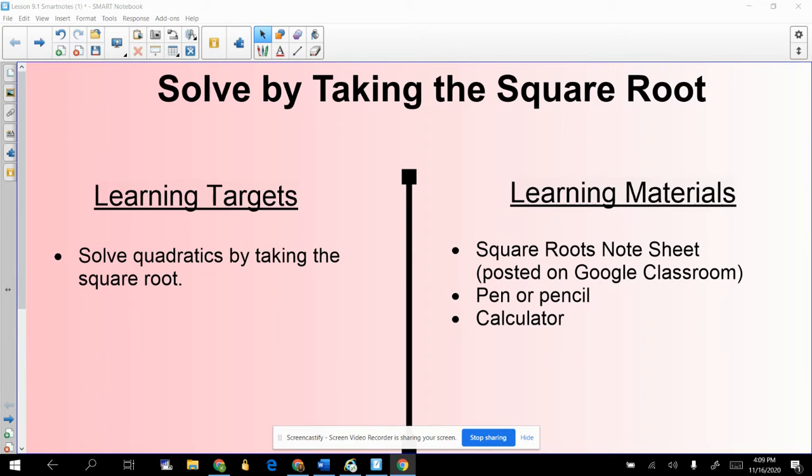Everyone. Our first lesson for this week is to solve quadratics by taking the square root. So you will need your square roots note sheet, which is already posted on Google Classroom with this Edpuzzle, and you will want a pen or a pencil and your calculator.